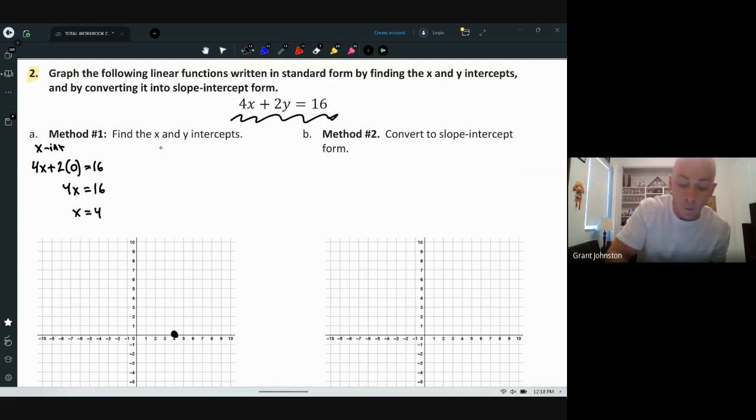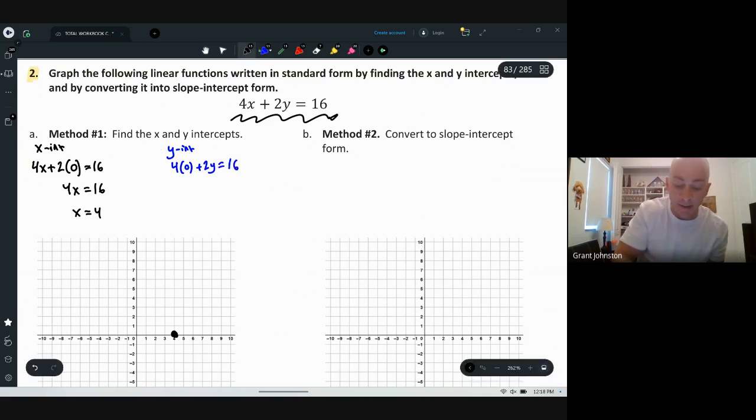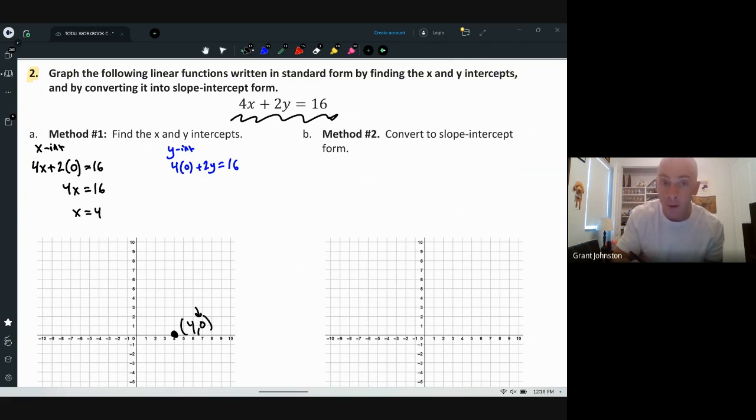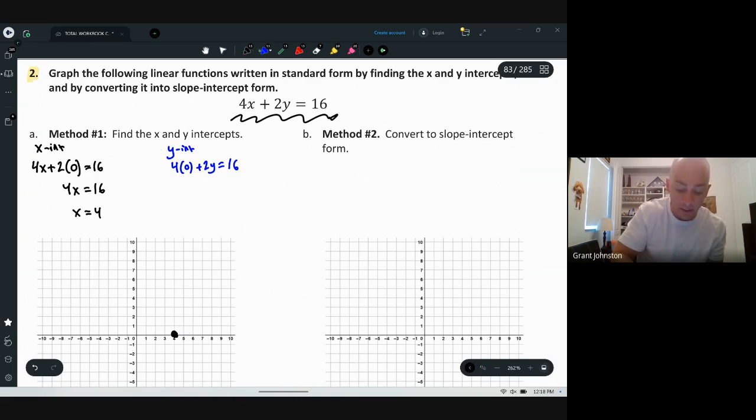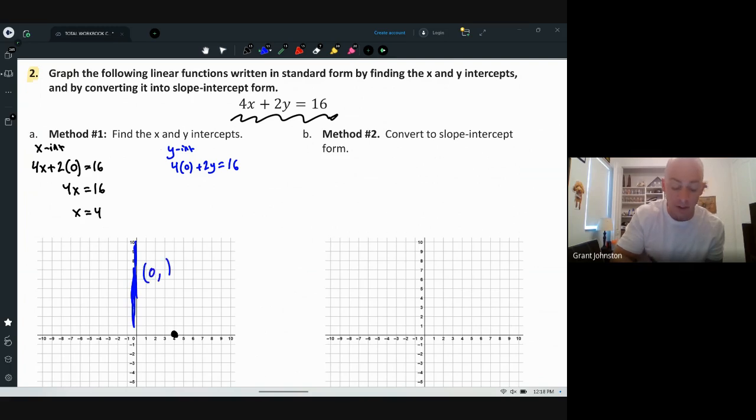Now to find the y-intercept, I'm going to plug in 0 for x. And hopefully that makes sense as to why you would plug in 0. On the x-axis, this point here, this is 4, 0. The y value is always 0 on the x-axis, and on the y-axis, anywhere on this y-axis, the x value is always 0. So that's why we're plugging in 0.